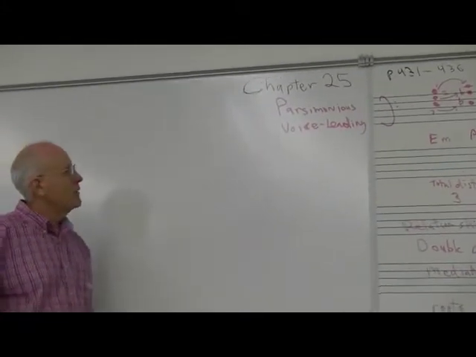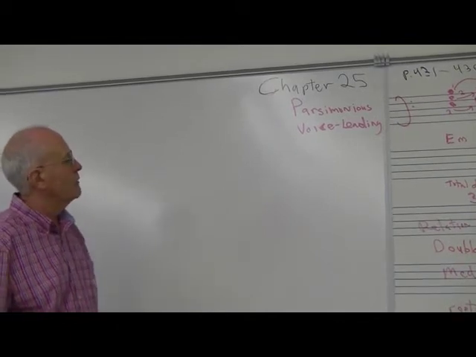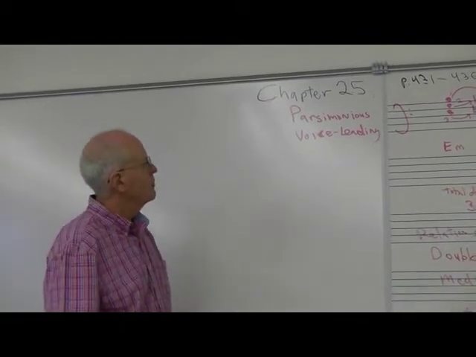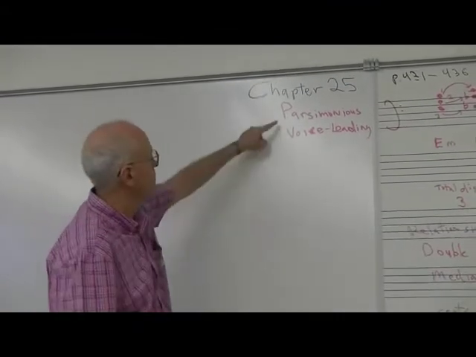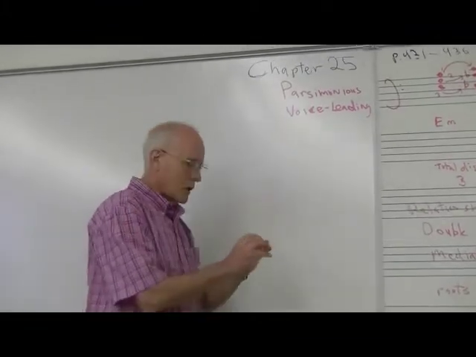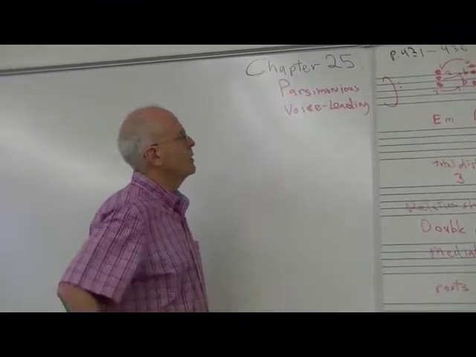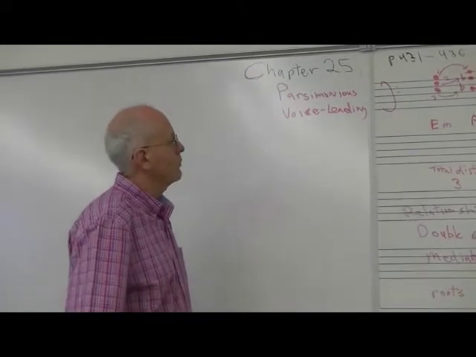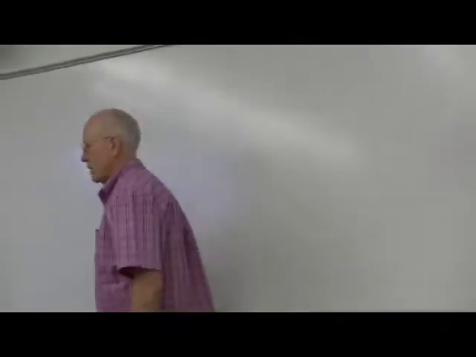All right, so chapter 25. They do not use this term, but we will use the term. A lot of things that happen in chapter 25 come under the subject of what is known in other parts as parsimonious voice leading. Of course, parsimonious means cheap, and cheap means you're going to try to connect things as closely with as few voices as possible.